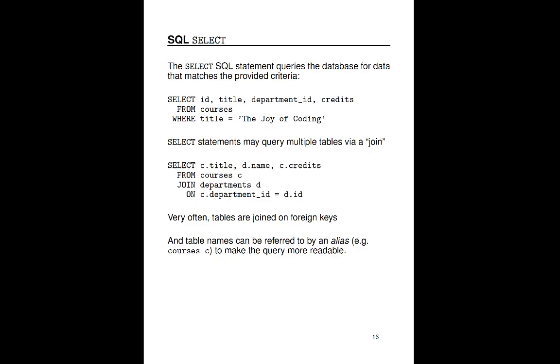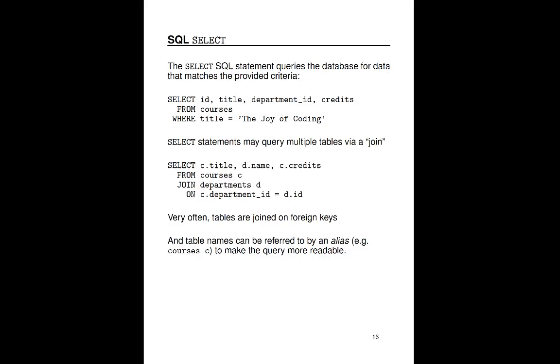There's also the select statement in SQL. And what a select does is it queries the database, right? It goes looking for data in the database that matches some criteria. So here's an example of a select statement that will find information about the course whose title is The Joy of Coding. So the way you do that is that you say select a bunch of column names, so select the columns that you're interested in from a database table where, and this is your criteria, right?